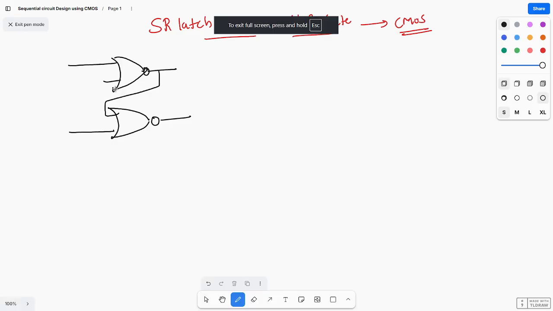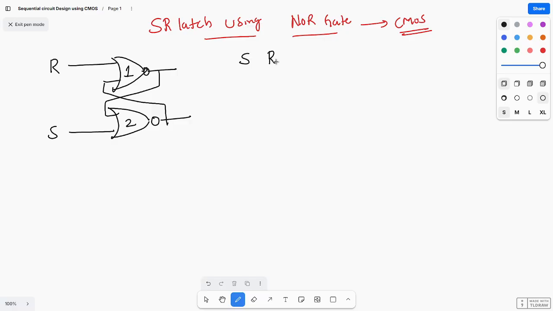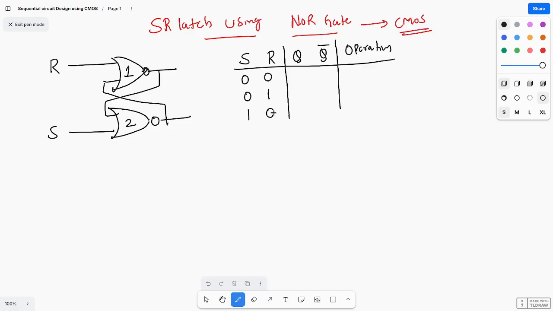See here, this is using NOR gates. We already saw this is R and this is S. This one is the first gate and this is the second gate. So we already saw the truth table. What is the truth table? S, R, and next state Q, Q bar. This is the next state, and the operation, or we can call it a state. So here, 00, 01, 10, 11. These are the possible combinations.